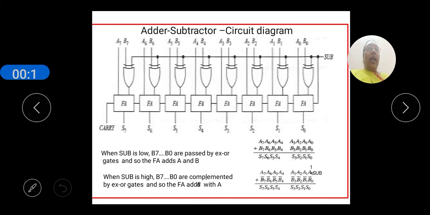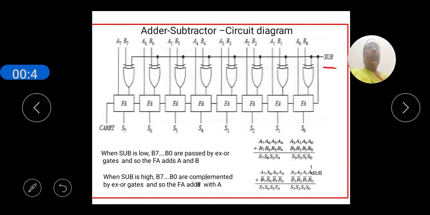If you want to add two 8-bit numbers A and B, then 8 controlled inverters and 8 full adders are used. One input of the controlled inverter is the second number B, and the other inputs of all the controlled inverters are connected and given sub.